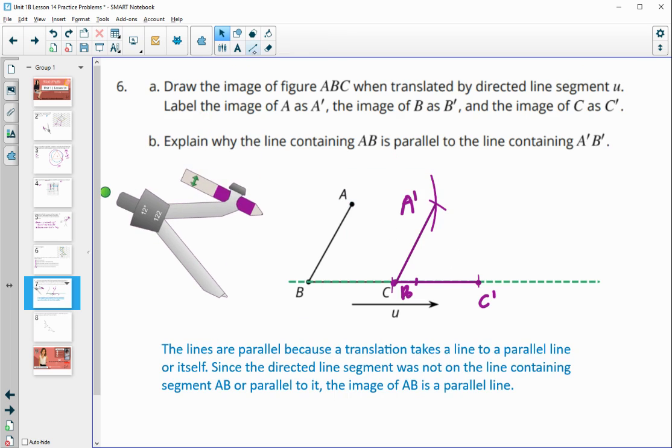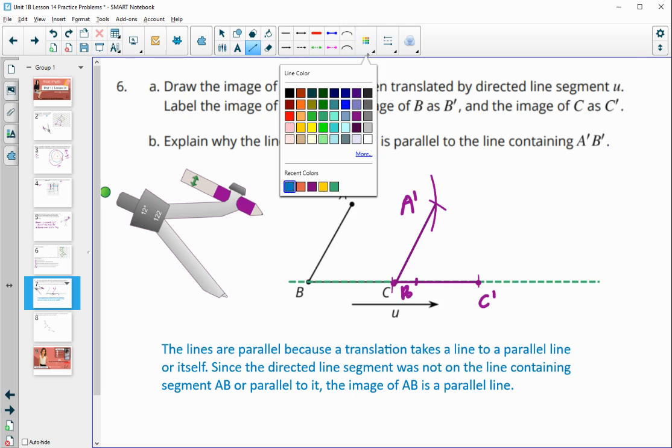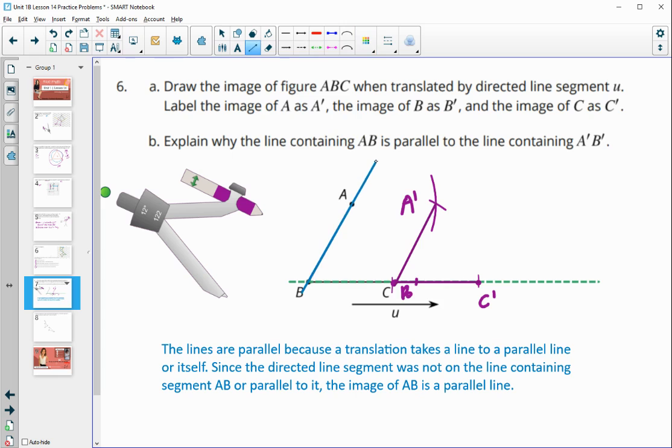Then how do we know that this line that contains AB is parallel to the line that contains A prime B prime? And that's because of the definition of translations. So we know that translations take lines parallel to it, to the line or to itself. So it's either going to make it a parallel line or it's going to be the exact same line. And you saw that with BC to B prime C prime, they're the same line. So this one took it to a parallel line since the vector was not on the actual line segment AB.